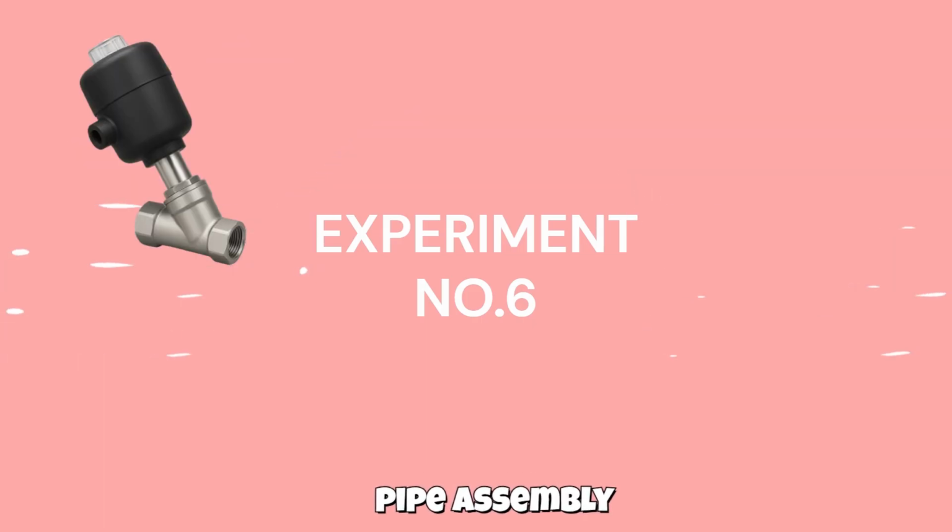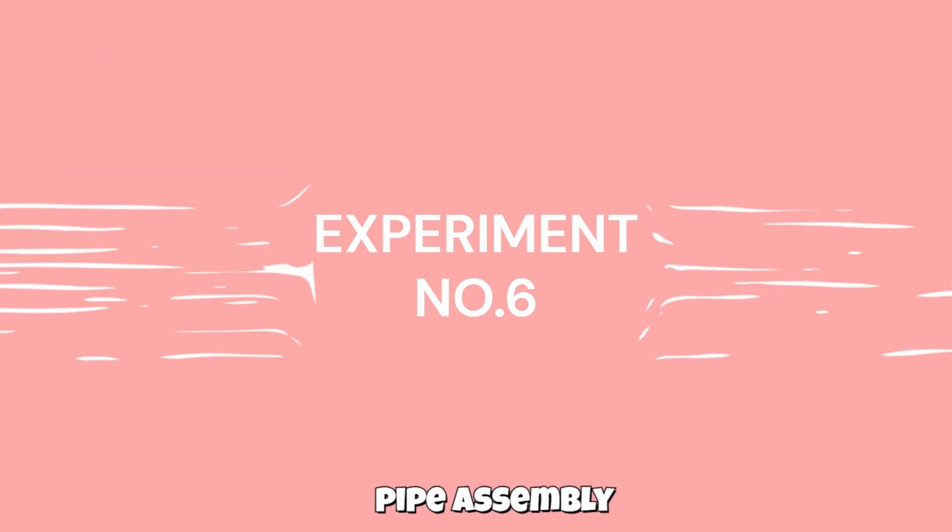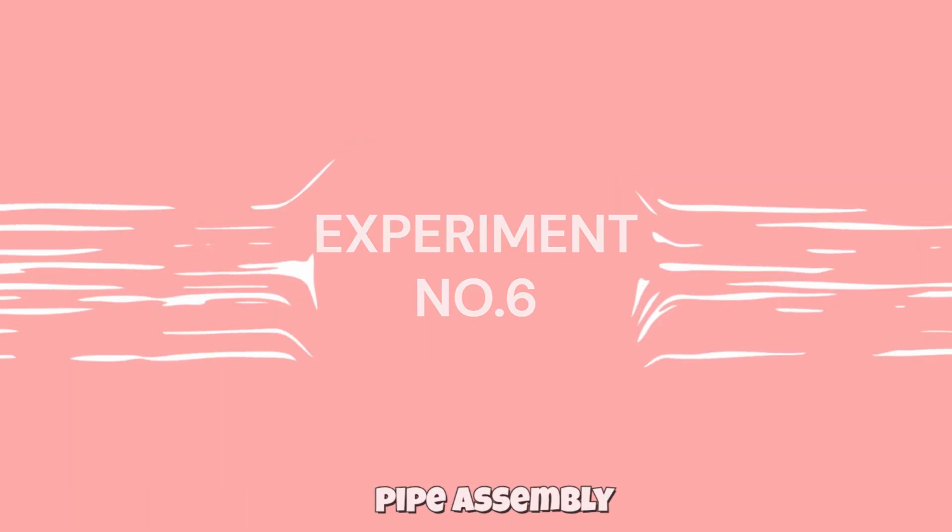Third, determine the pressure loss in an angle seat valve. Fourth, determine the pressure loss in a 45-degree elbow. And lastly, determine the pressure loss in a diaphragm.